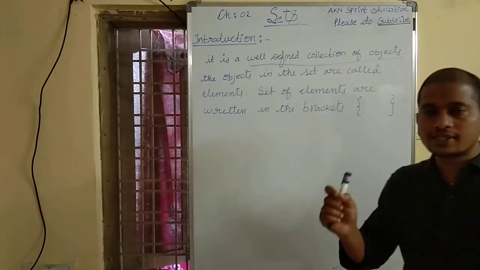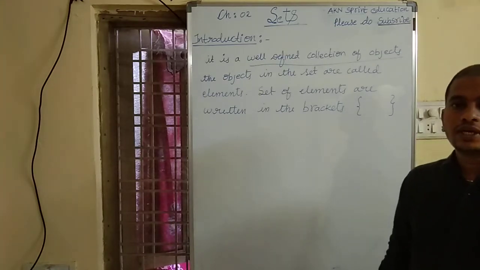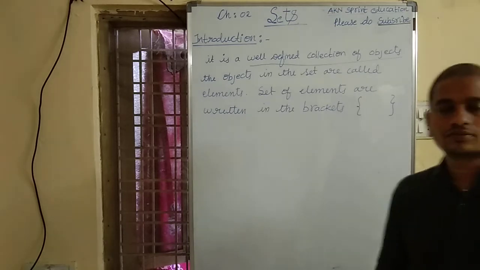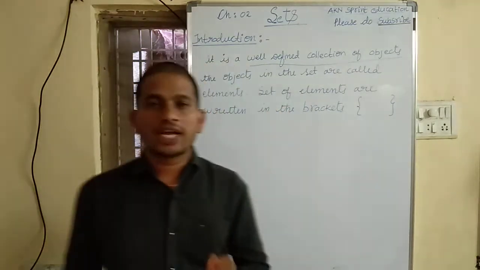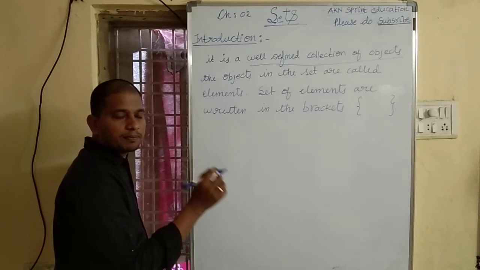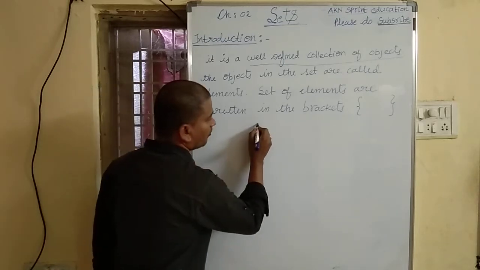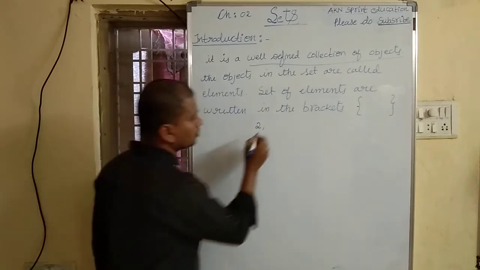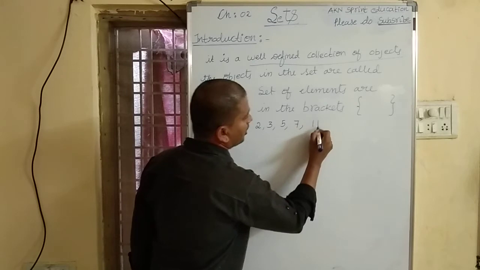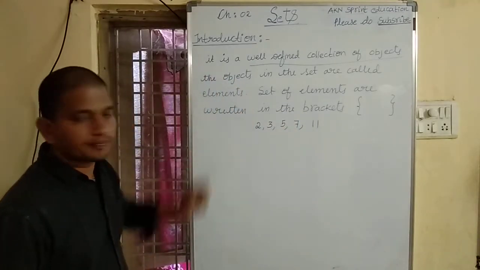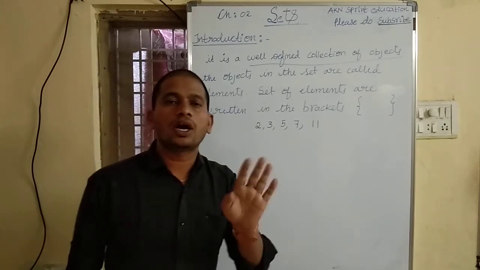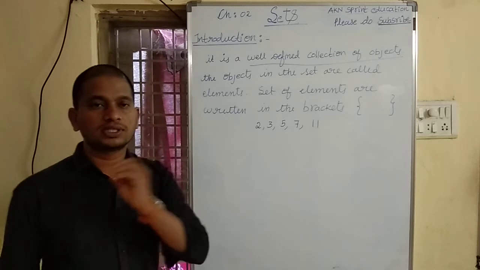Suppose, let me take one example. A set of first 5 prime numbers. As we know, what are the first 5 prime numbers? The first 5 prime numbers are 2, 3, 5, 7, 11. What I said? A set of first 5 prime numbers.